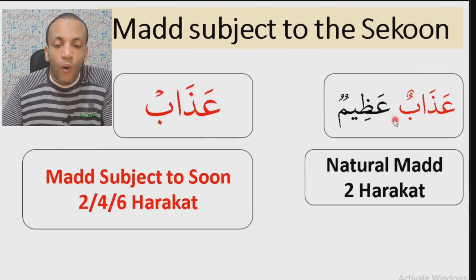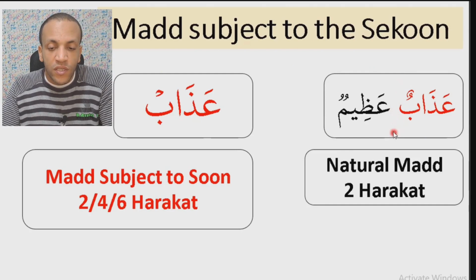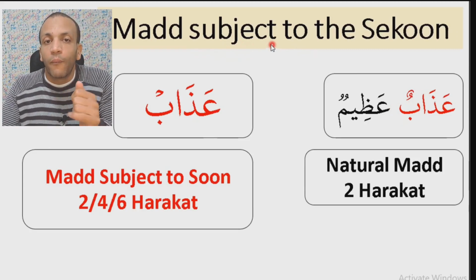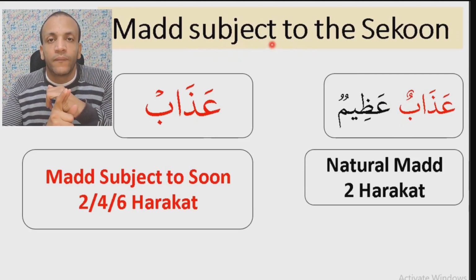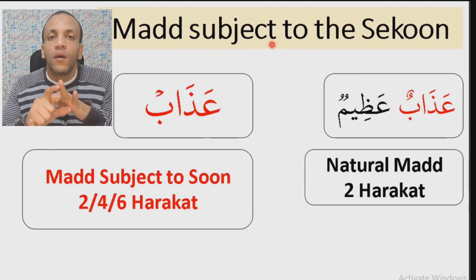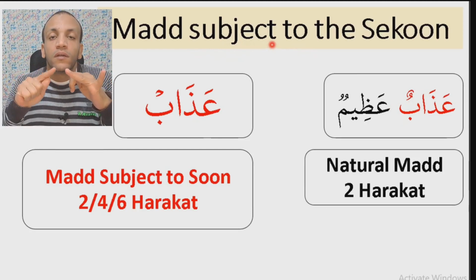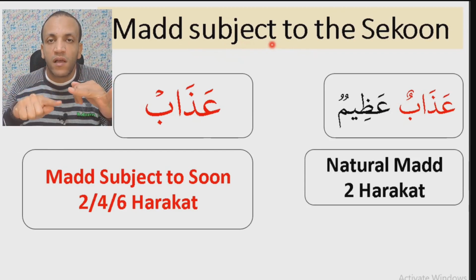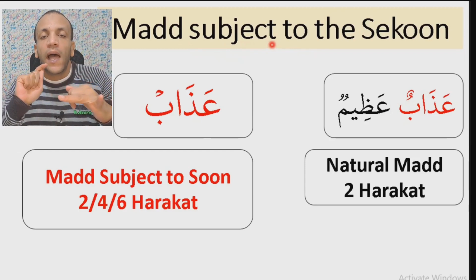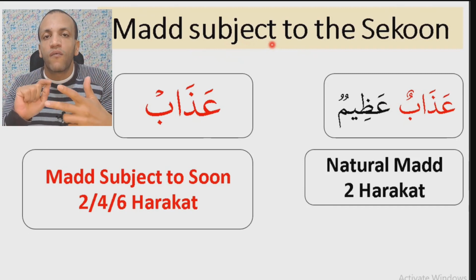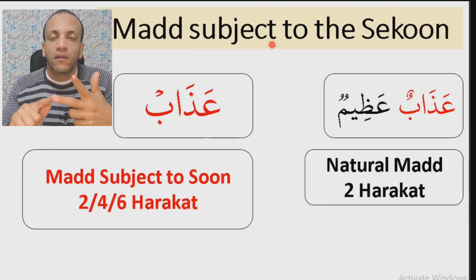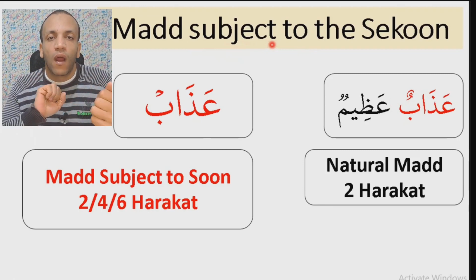But if you pause here or you stop recitation, in this case you will take this Madd, the Madd subject to Sekun. So to sum up, this Madd is temporary, and can be applied only when the penultimate letter is a letter of Madd. When you stop with the recitation, you make the last sound consonant. And in this case, you have the choice of prolongation. You can prolong the letter of Madd 2 or 4 or 6 harakat as you like.